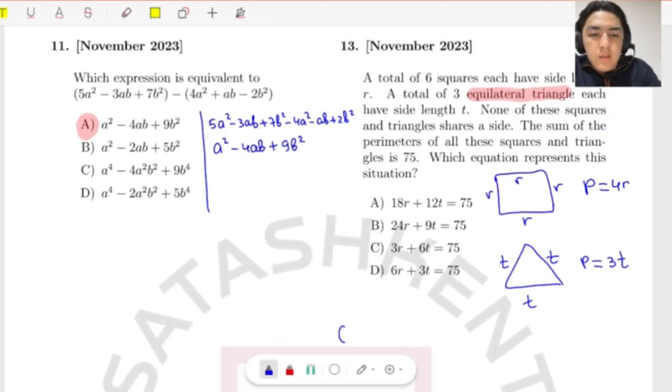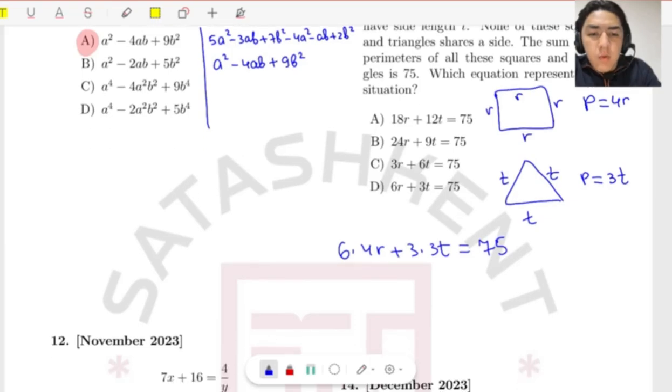Then 6 multiplied by 4r plus 3 multiplied by 3t has to be 75. Simplify it now: 24r plus 9t is 75. And the answer is B here.